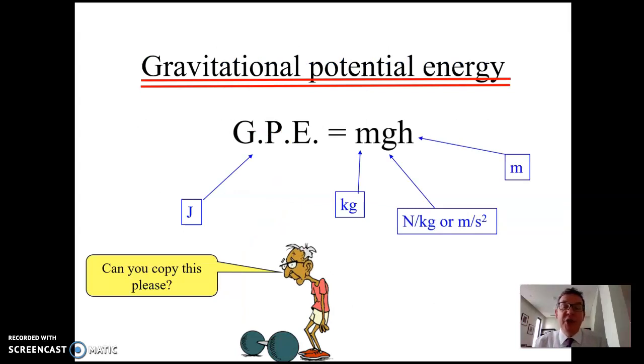Gravitational potential energy, we sometimes write it as GPE, is equal to the mass times the gravitational field strength, because those two together are of course the weight, multiplied by the distance we've moved it up, which is the height. So we write it like this: GPE equals mgh. That means mass times gravitational field strength times height. Remember, on the Earth, g is around 10, and in most of our questions we'll take it equal to 10. So if you could just pause the video and copy that down, that's another formula we need to learn.